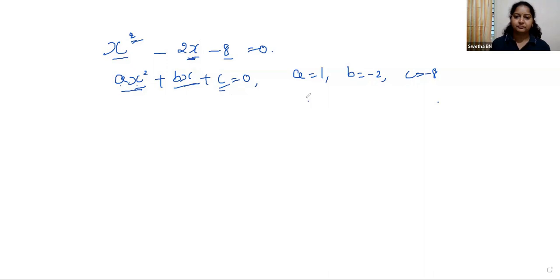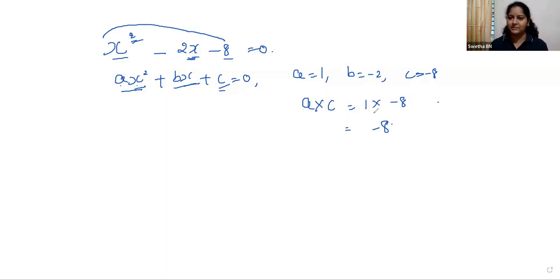And now we do a into c. What is a here? 1. What is c? Minus 8. So what is the answer? Minus 8. First write what a, b, c are, then find a into c, that is minus 8. And what is b? Minus 2. Keep as it is. What is the next step?